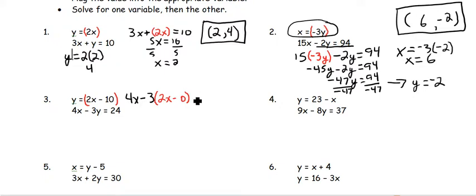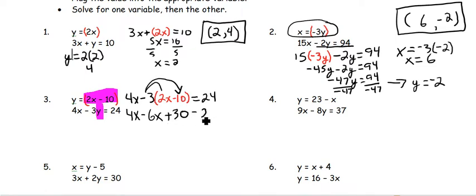I can continue writing this. Oh, that should be a 10. Let me go back and fix that. 10 equals 24. So, just so you see, that y there was replaced by those. So then we would need to, let's see, we're not going to do anything to the 4x. So we're going to take this and we're going to distribute. Negative 3 times 2x is negative 6x, and negative 3 times negative 10 is plus 30 equals 24.